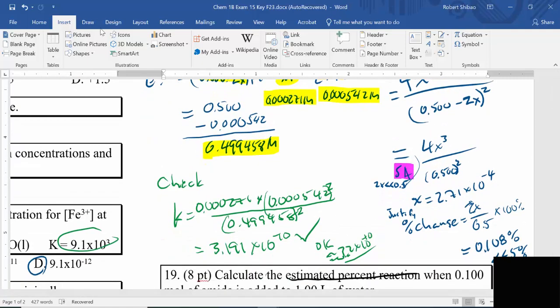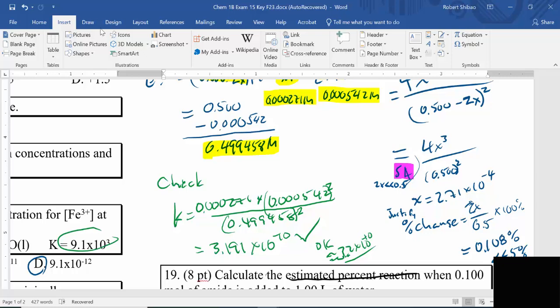I'm going to check my equilibrium concentrations by plugging these back into the K expression. So here it's going to equal 0.000271 times 0.000542 squared divided by 0.499458 squared. And this gives me 3.191 times 10 to the minus 10. The given K value is 3.2, so if we round this to 2 sig figs, it rounds to 3.2, so we're okay. And so this checks out.